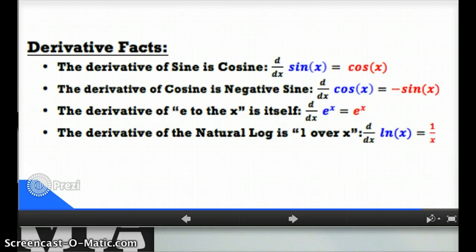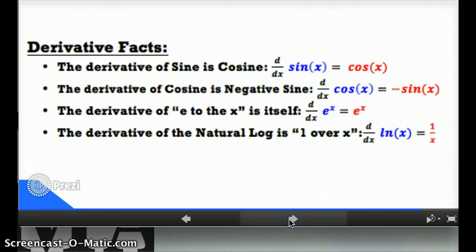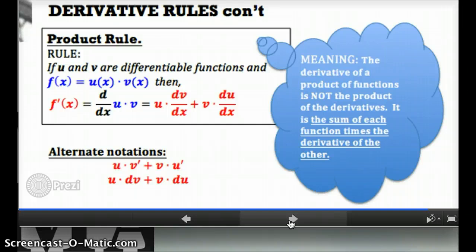Great. Now that we've got that out of the way, let's get started with the first of the next two rules. It's called the product rule. The formal way to say the product rule is if u and v are differentiable functions and f of x is the product of u and v.